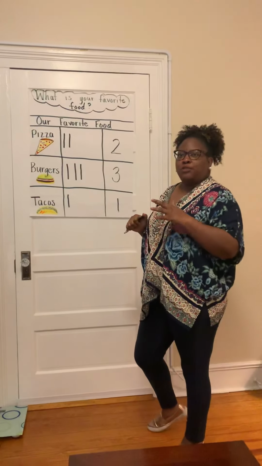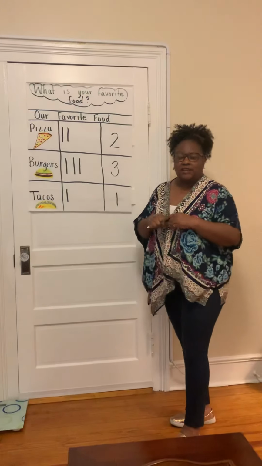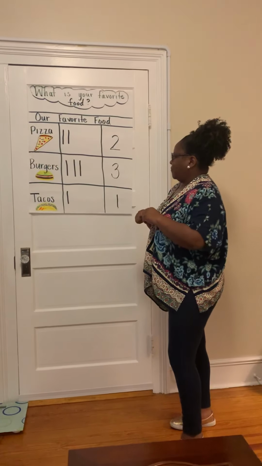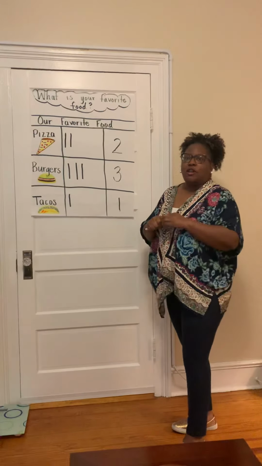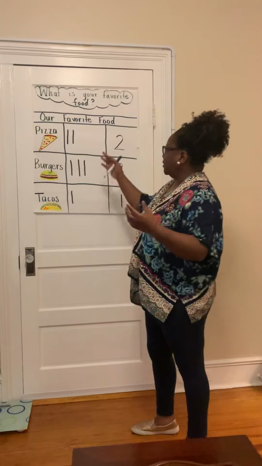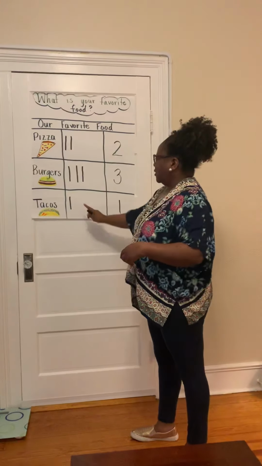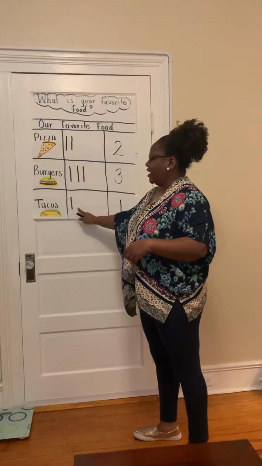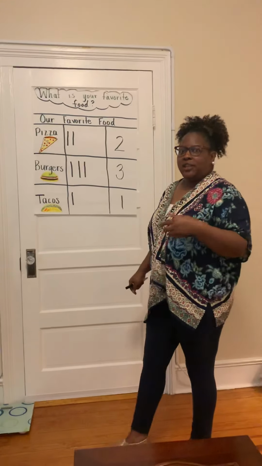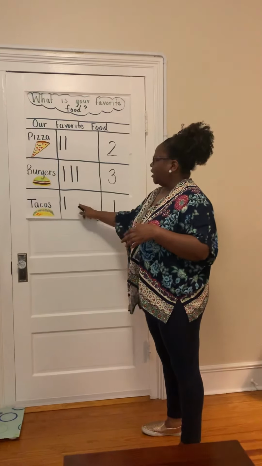What about which food do the least of my family members like? You know, least means the less or the fewest. So that means I have to look and see which food has the fewest number of tally marks. I can see that tacos has the fewest number because it only has 1. So the food that has the least amount of likes is the tacos.